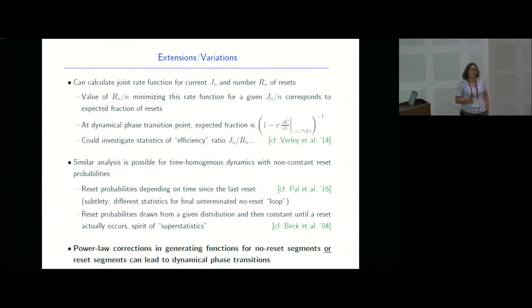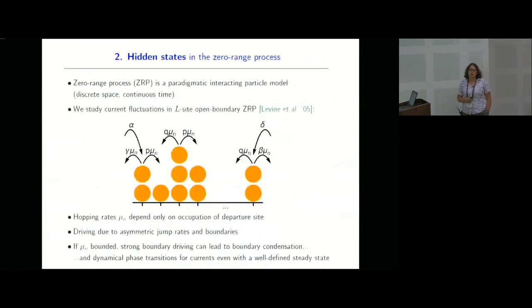So what I'm going to do in the last 10 minutes or so is talk about another type of model where also you see dynamical phase transitions. And this is a model with hidden states, in a paradigmatic interacting particle model, which is the so-called zero range process. So this is a model in discrete space and continuous time. In particular, we looked at current fluctuations in the L-site open boundary version of this, which was introduced in 2005.